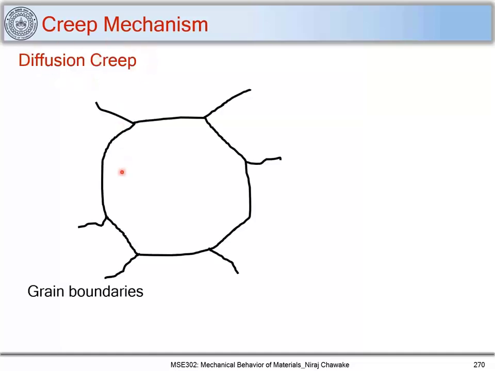Let's first consider the diffusion based mechanism. It is diffusion creep. Now we know that we have a polycrystalline material which contains grains. So I have marked a grain over here and these are grain boundaries. Let's consider this material is subjected to high temperature, the temperature is constant and the stress we also keep constant. And let's consider it has a grain size D.